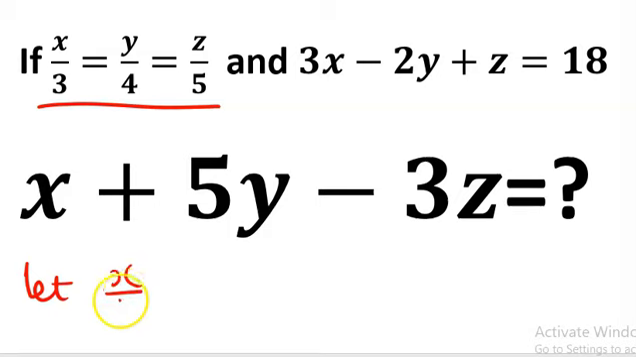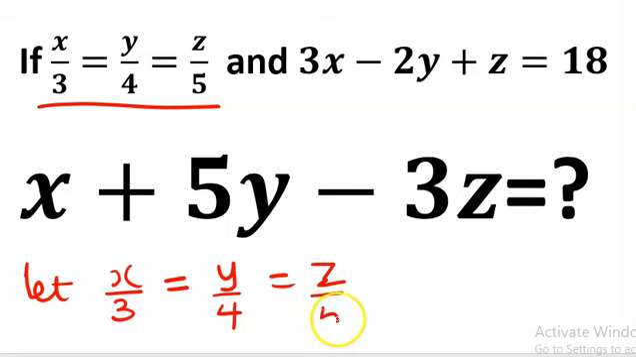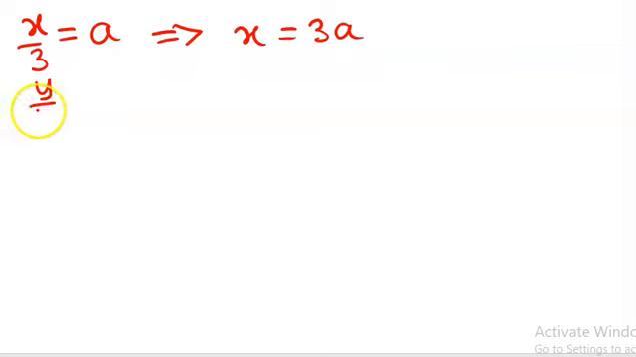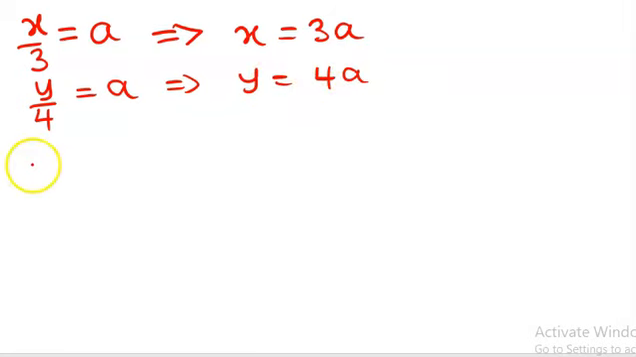Let x on 3, which is equal to y on 4, which is equal to z on 5, be equal to, let's see, a. Then we are going to have x on 3 is equal to a, which implies that x will be equal to 3a. Then the next one, y on 4 is also equal to a, which implies that y is equal to 4a. Another aspect, z on 5 will also be equal to a. So when you cross multiply, z becomes 5a.